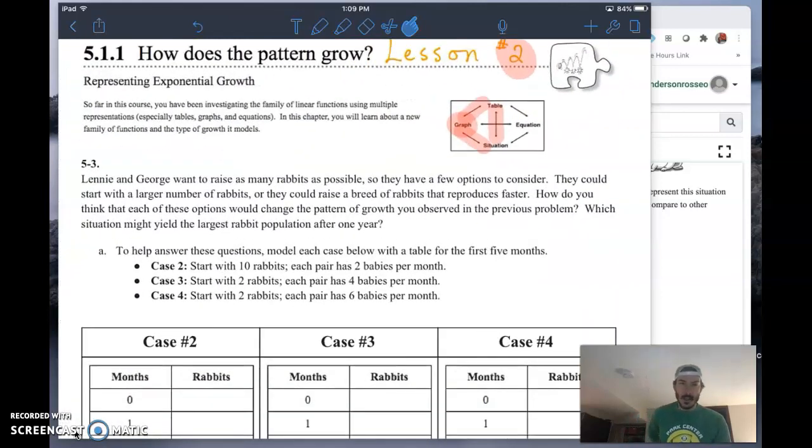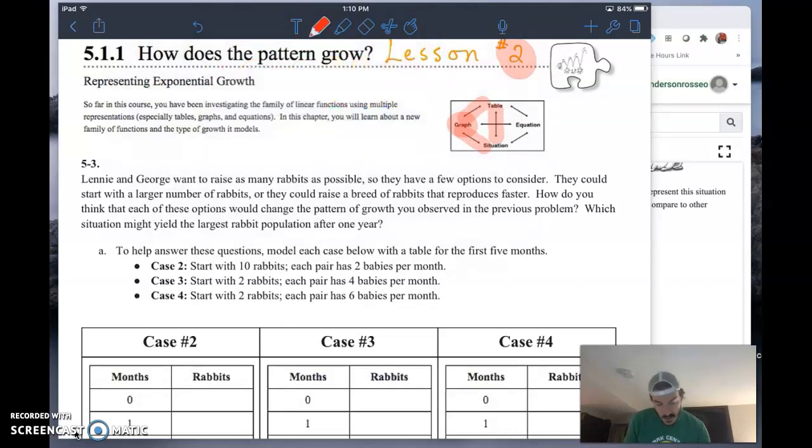Lenny and George, same two guys, raising rabbits, going to live off the land and their production from rabbits, right? And they want to have as many rabbits as possible. That's their goal. They want to be as productive as possible, make some cash and be successful. They could start with a large number of rabbits, or they could raise a breed of rabbits that reproduces faster. How do you think that each of these options changes their pattern? Which situation might yield the largest population after 1 year? Because if we're really concerned with that, we want to have a large, healthy rabbit population for the purposes of sales or production or what have you.